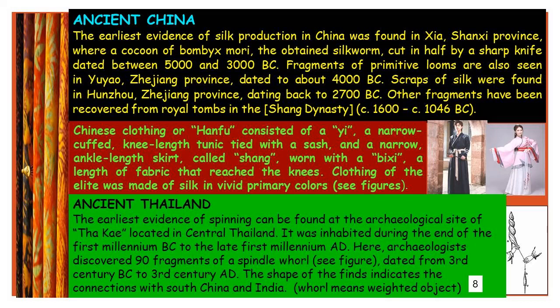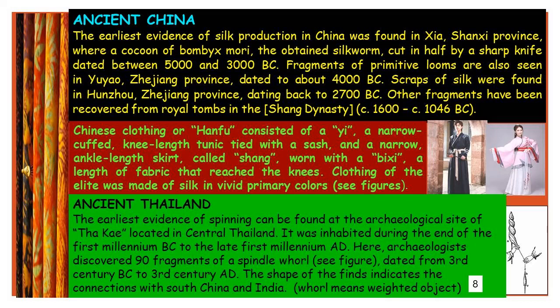1046 BC. Chinese clothing, or hanfu, consists of a narrow-cuffed knee-length tunic tied with a sash and a narrow ankle-length skirt called shang, worn with a bixi, a length of fabric that reached the knee. Clothing of the elite was made of silk in vivid primary colors.